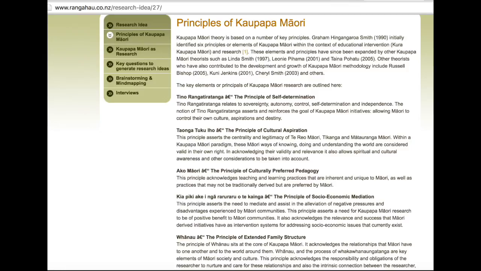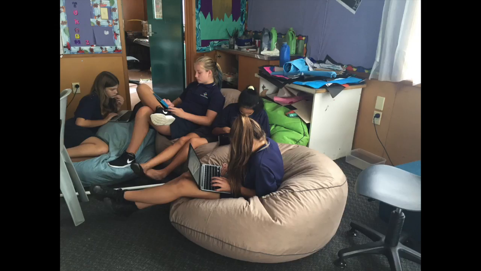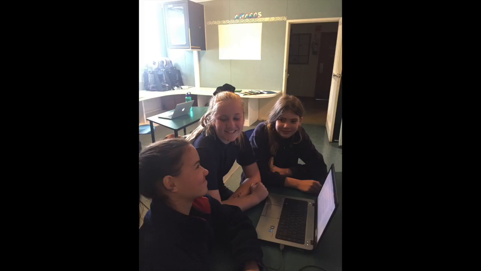We know the importance as teachers to nurture and foster these relationships and build on these to support the learning of these students in our environments. The kaupapa Māori principle of ata, growing respect for relationships, and ako, Māori culturally preferred pedagogy, are also highlighted through the use of learning maps as we learn more about the individual's relationships with how they learn best.